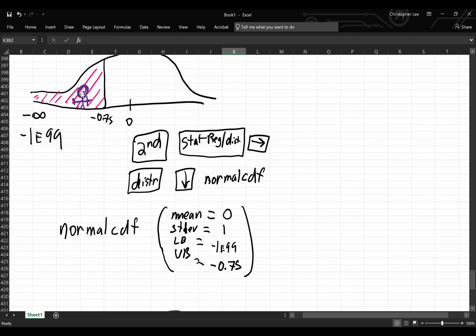So imagine that you stand in a distribution each time. Whatever's to your right is your upper bound, whatever's to your left is your lower bound. Every time you have a distribution, imagine you're always standing in the middle of it. Whatever's to your left is your lower bound, and whatever's to your right is your upper bound.